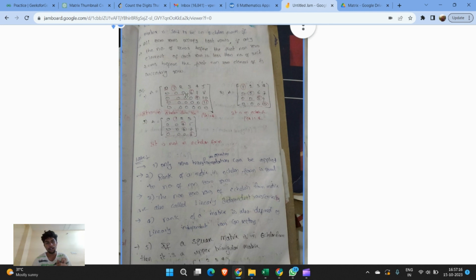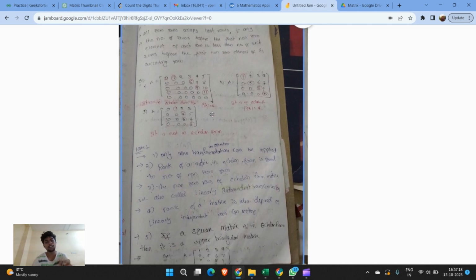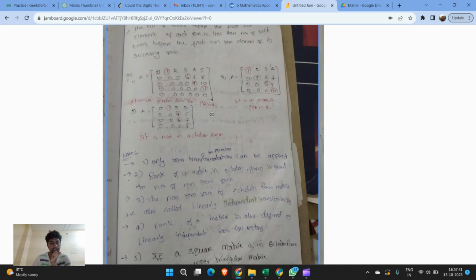So then after that, the rank is based on the number of non-zero elements present in that echelon form. So the first task is to convert the given matrix to echelon form, and the number of non-zero rows in that particular matrix becomes the rank of that matrix. I'll tell you with this example.